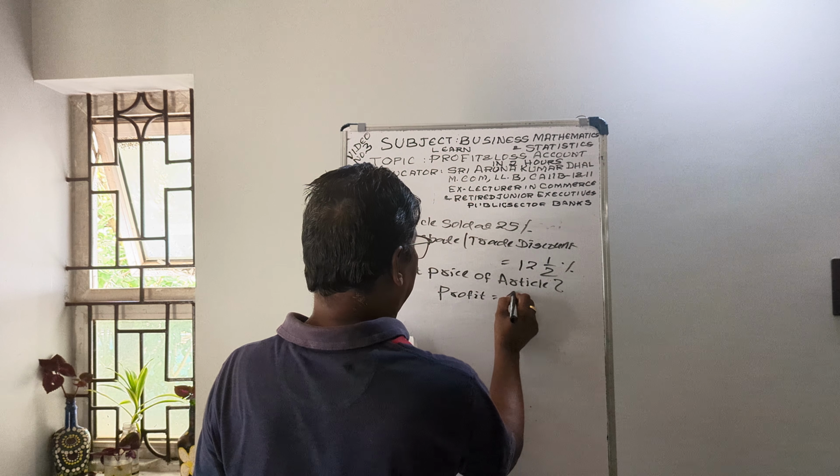So we will put the formula, that is the list price formula. List price is equal to 100 plus profit percent divided by 100 minus discount percent into CP.